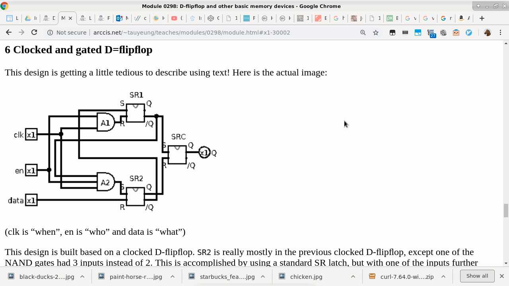Is that okay? So with this picture, remember this is like a digital camera. Okay? If you want to take a picture, remember two things. Turn on the camera first. That's your enable. And then press the shutter release. That's your clock. Okay? If you do not do one of those two things, nothing happens.